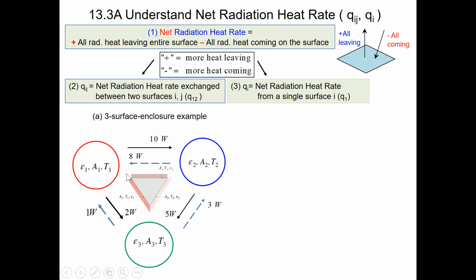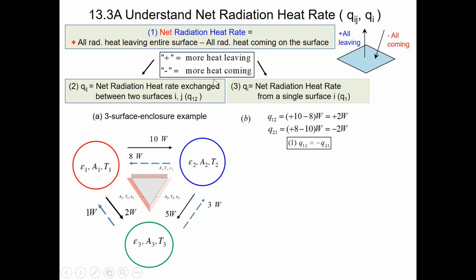A. As illustrated in this example, the circles represent the solid surfaces at different temperatures T1, T2, and T3. The numbers represent the radiation heat rate. The arrows represent the radiation heat flow direction.